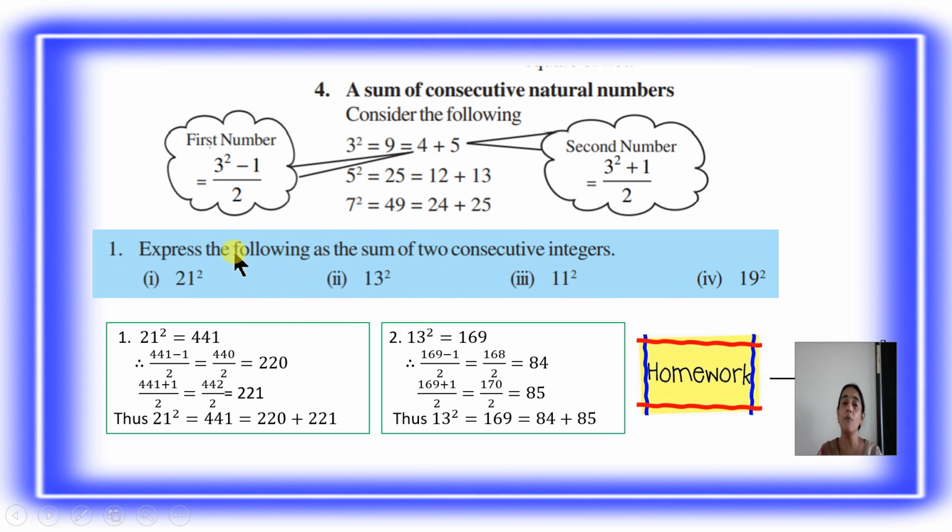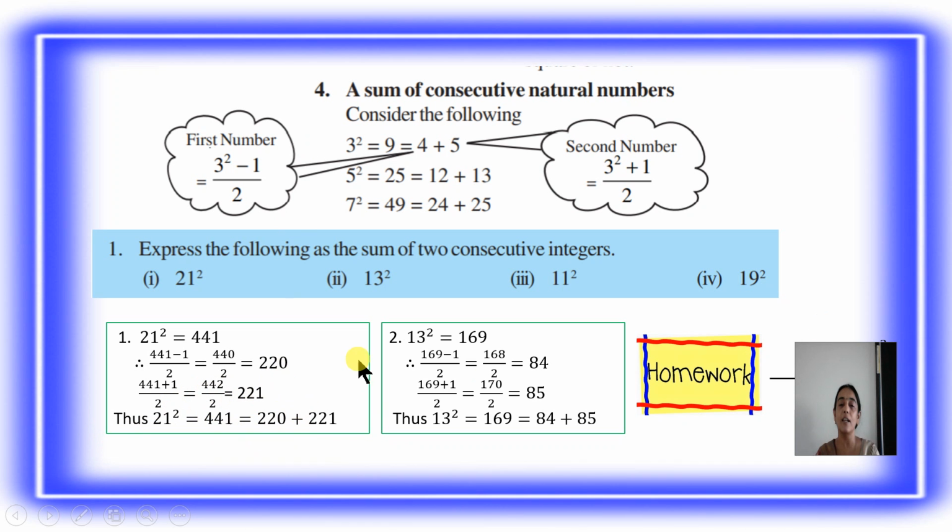How are you going to do the sum? First one is 21 square. So first you write down the square of 21, which is 441. So therefore 441 minus 1 upon 2, which is equal to 440 upon 2, that is 220. Next you add 441 plus 1 upon 2. So that is 442 upon 2, that is 221. So thus 21 square is equal to 441, which is equal to 220 plus 221.